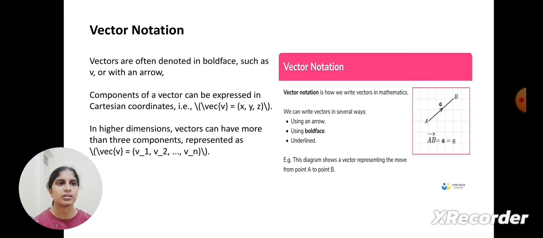Next, vector notations. Vectors are often denoted in boldface, such as v, or with an arrow. Components of a vector can be expressed in Cartesian coordinates. In higher dimensions, vectors can have more than 3 components, represented as v1, v2 and vn. Vector notation is how we write vectors in mathematics. We can write vectors in several ways, using an arrow, using boldface and underline.